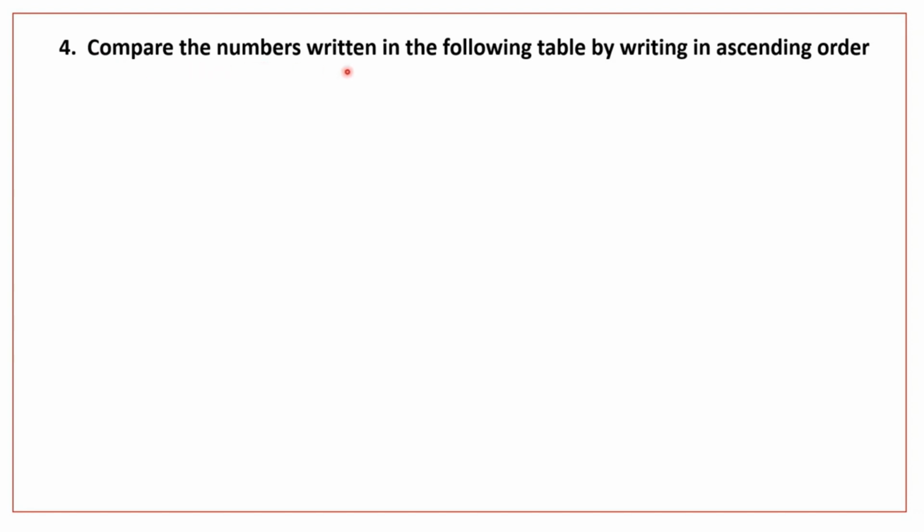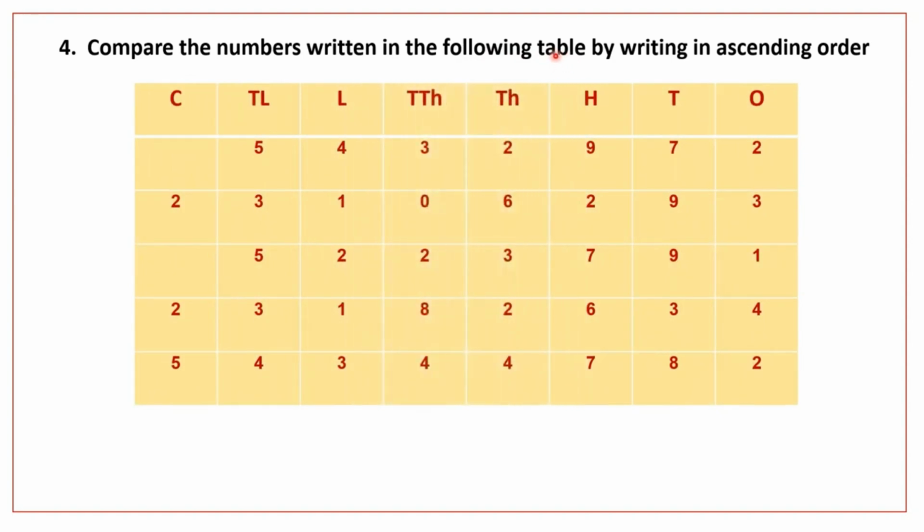Question 4. Compare the numbers written in the following table by writing in ascending order. So a table has been given to us. We have to compare the numbers. Let's look at the table. So this is our table of numbers and we have places shown here from ones to crores. Now we have to compare these numbers given to us. That is, we need to see which is the smallest, which is the biggest, and we have to write it in ascending order. That means from small to big.